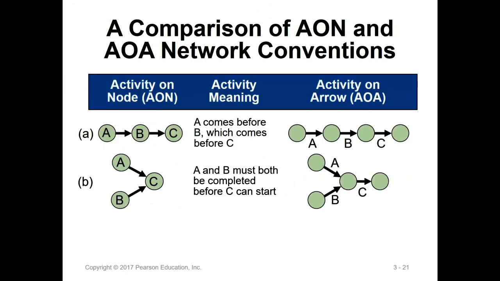And there are two kinds of network technique. One is AON. AON means activity on node. And AOA is activity on arrow. And this is a sequence. The first one, A, is easy to understand. A comes before B, which comes before C. It's a sequence. A is the prerequisite of B. B is the prerequisite of C. Very easy to understand.